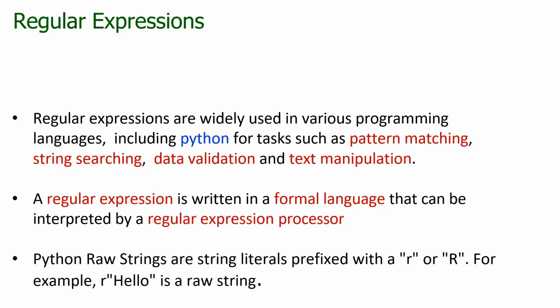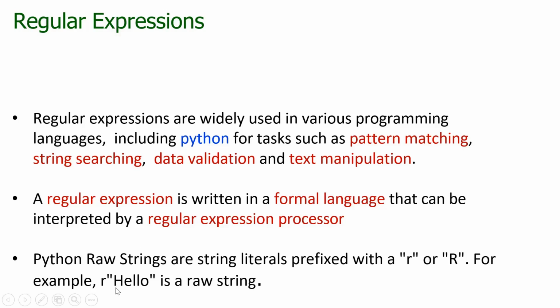Regular expression is written in a formal language. So it has a certain language, certain methods, and certain characters. You have to use that formal language in order to write regular expressions. Internally, you have a regular expression processor, and whatever regular expression you have written will be processed by this processor. In Python, you have the built-in module called re, which you can use to execute these regular expressions. Python raw strings are string literals prefixed with a small r or capital R.